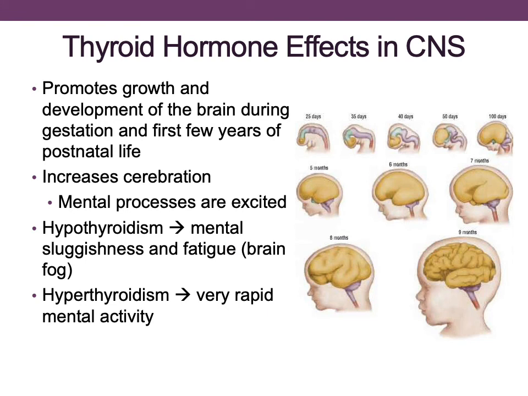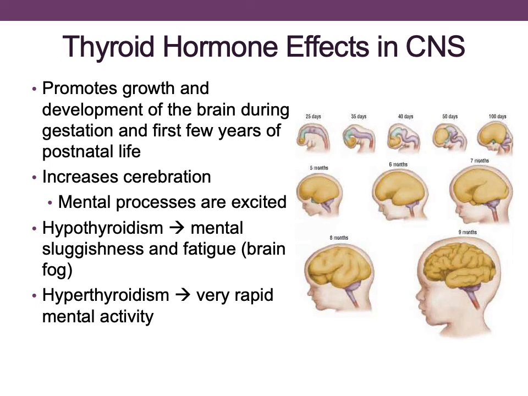Thyroid hormone effects on the central nervous system. Thyroid hormone is essential for the developing baby. Thyroid hormone promotes growth and development of the brain during gestation and the first few years of postnatal life. It will also increase cerebration, which is your mental processes will be excited. It helps you think. It helps you remember. It helps you make good judgment.